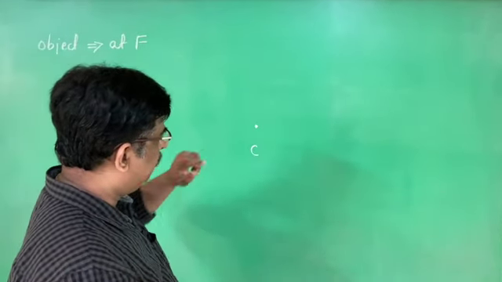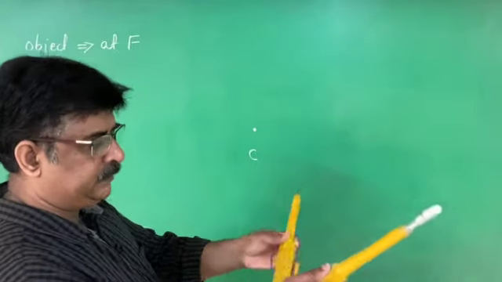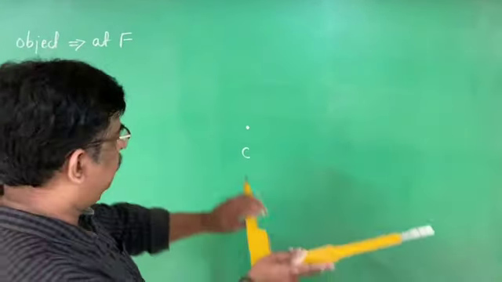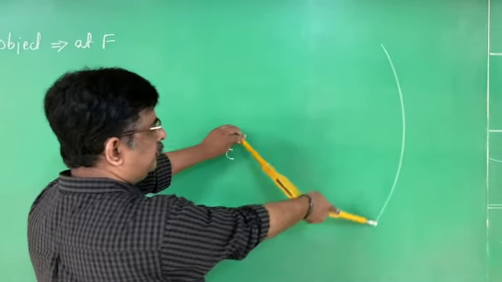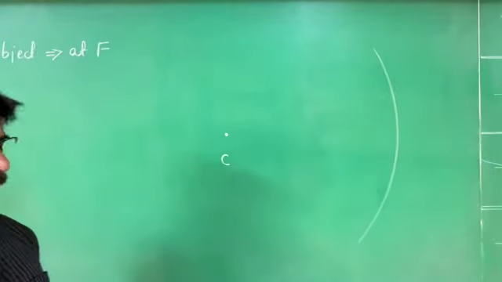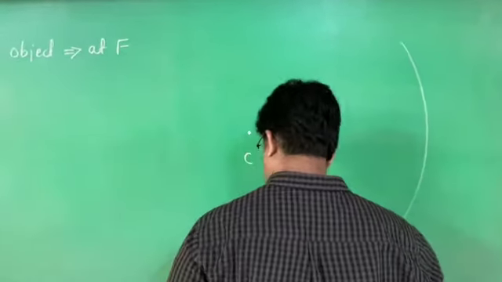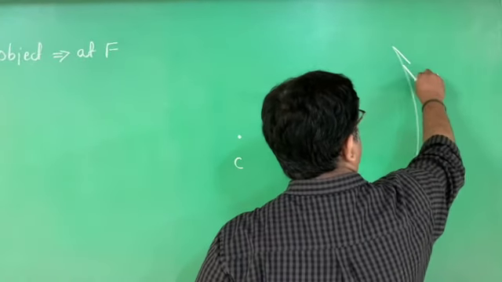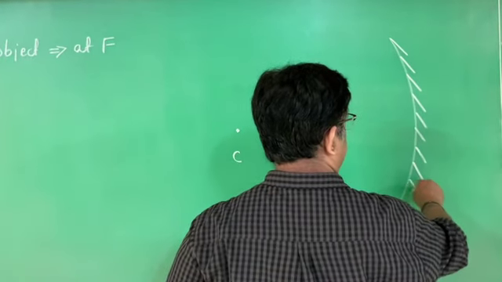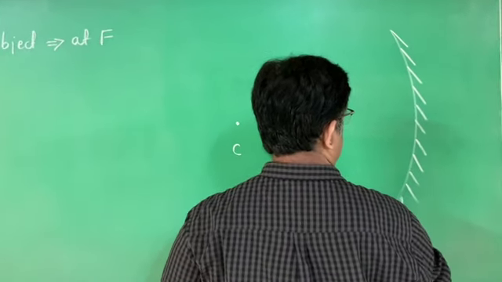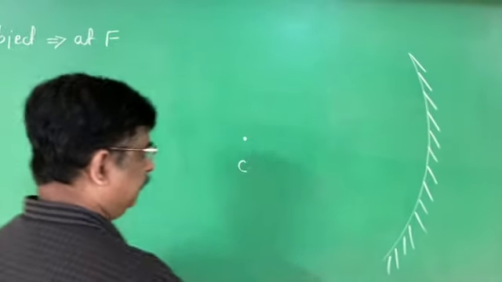Mark a point on the paper, that is C. C stands for center of curvature. Using the compass with a convenient radius, draw an arc. Make that arc a concave mirror by shading its right side. By that, the left side becomes the reflecting surface. See, this is the shaded part. Now the mirror is made and I name the aperture.